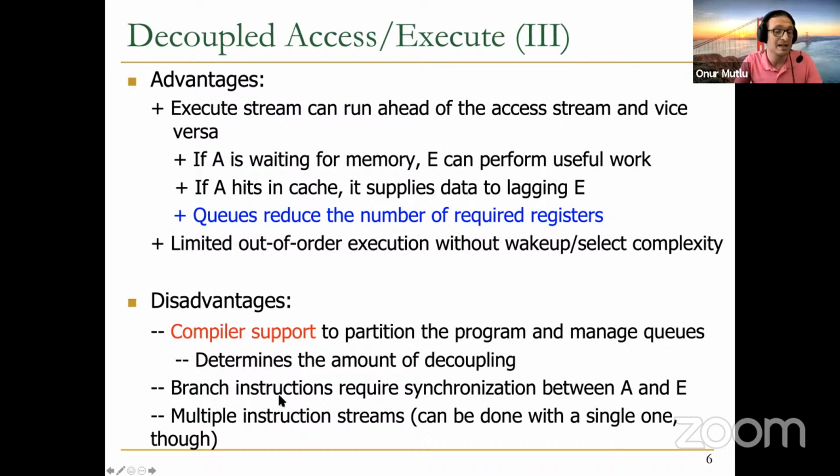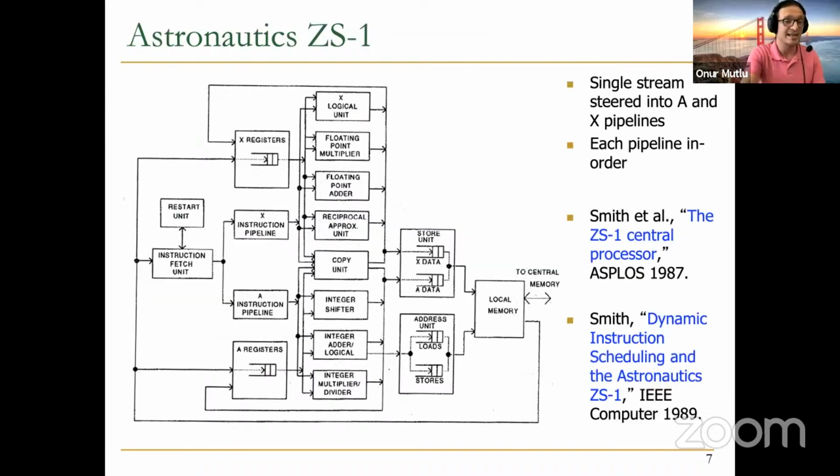The other disadvantage is multiple instruction streams. Basically, you need to generate two instruction streams or program two instruction streams, which may be cumbersome, but later work showed that this can be done with a single one by taking the single instruction stream and steering it dynamically into multiple processors. And this is an example, basically. This is the Astronautics CS1 processor. What they did was they have a single instruction stream, an instruction fetch unit, and they basically separate it dynamically into an access processor, access instruction pipeline, and an execute processor, execute instruction pipeline, basically A versus X over here.